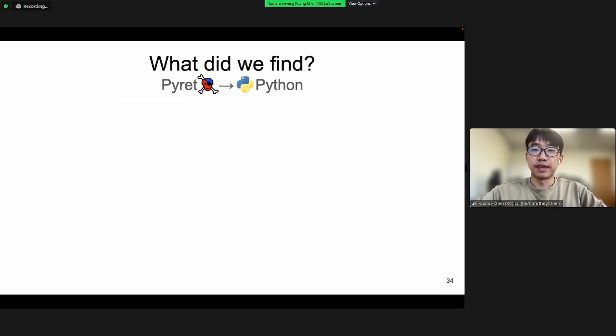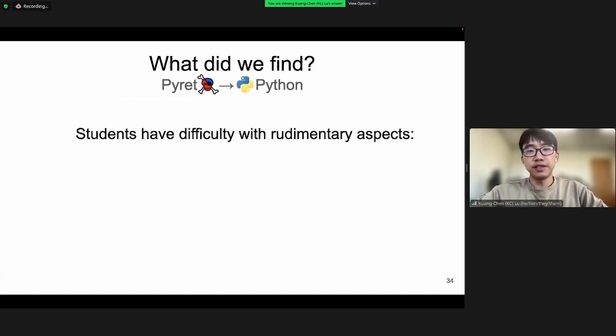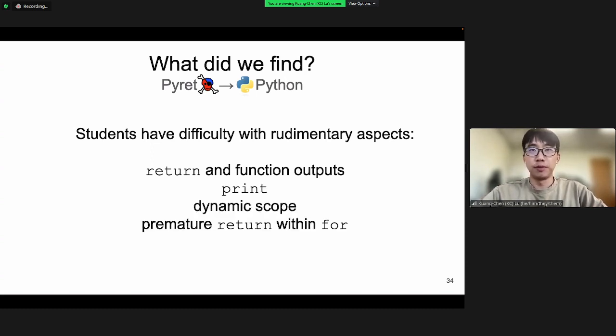So what did we find in this study? Students had many issues in the transition to Python. Many of them believe that Python functions return the last expression of their bodies and fail to recognize that the return statement is essentially the only way to return a value from a function. And it is meaningless to return from the top level. Students also have misconceptions about print, scoping rules, and premature return within for loops. There are other less severe problems that we found in earlier stages, but did not follow up. You can find them in the paper.